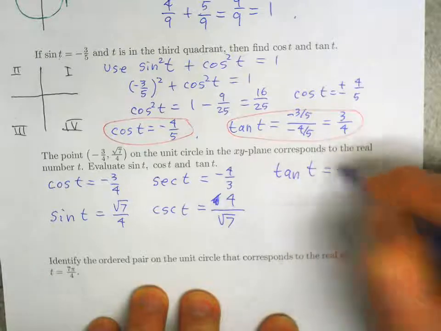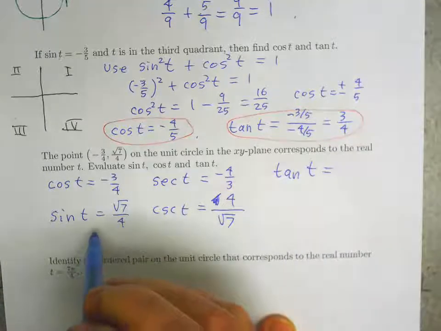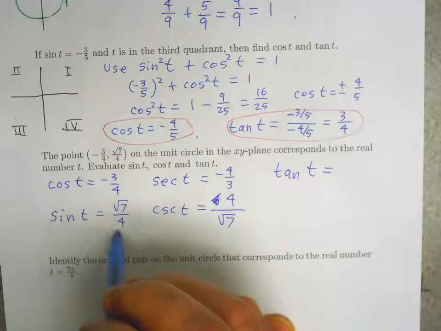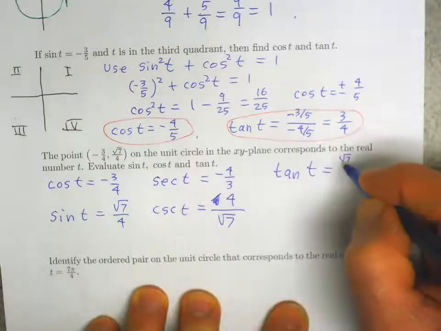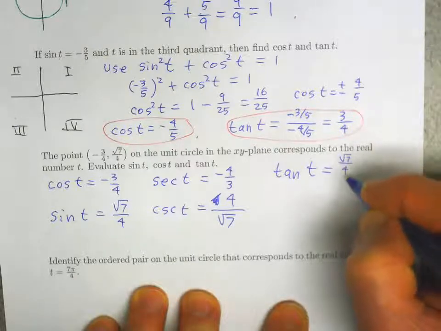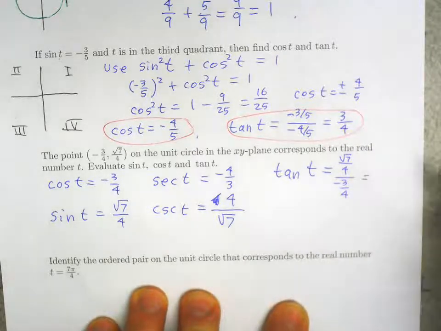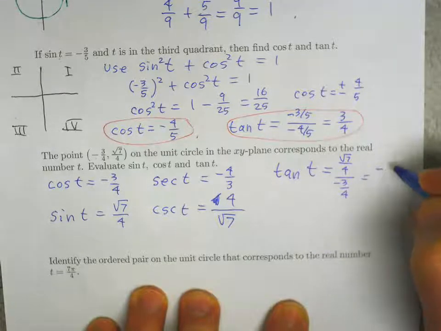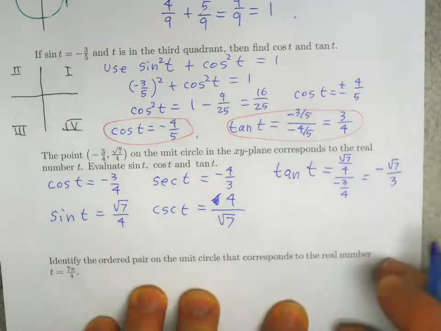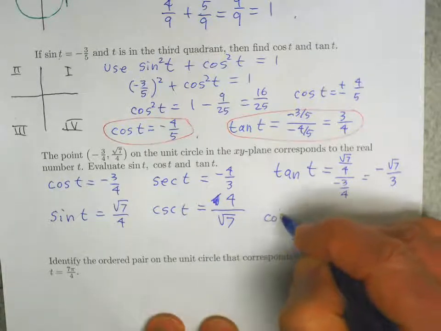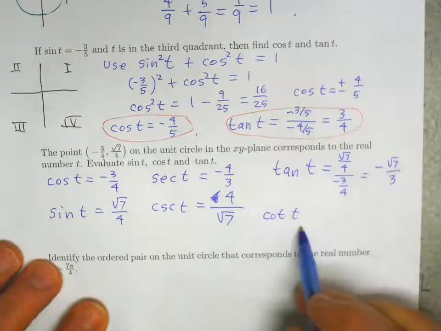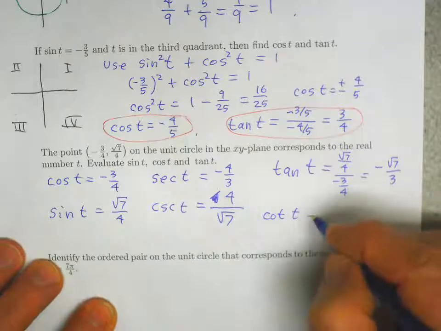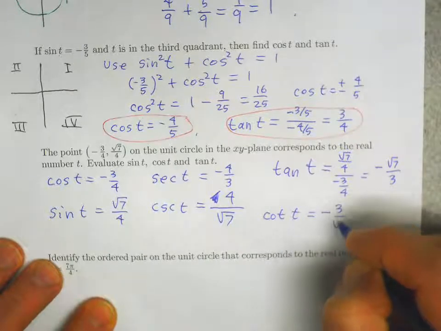Tangent of t is sine of t divided by cosine of t. So I guess I can write it in some detail. Square root of 7/4 divided by negative 3/4. So this will simplify to negative square root of 7/3. And the cotangent of t, we could just use the fact that it's the reciprocal of tangent of t. So this is negative 3 over the square root of 7.